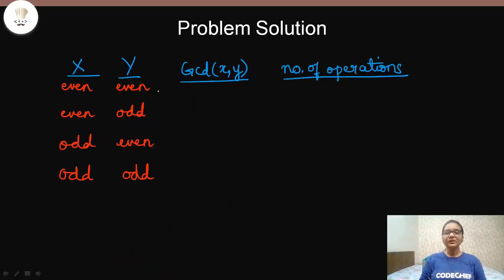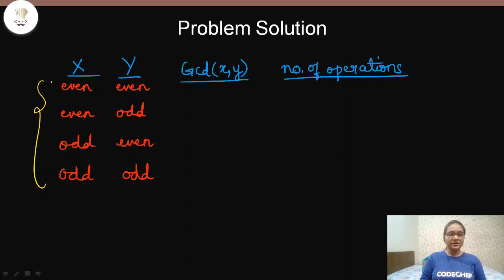Now, if we look at the larger picture of what the values of x and y can be, it can be characterized into these four kinds of values. Your x and y can either be both even, one even and one odd, or both odd numbers.